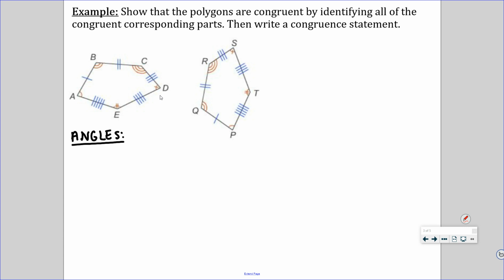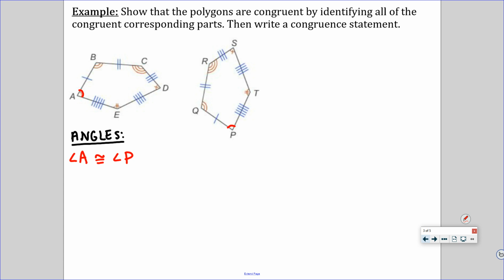Look at the markings. B and C: this one has 2, this one has 3. And I'm talking about 2 separate. So we'll start with angle A. See how it has 1 marking? And in the other polygon, which one only has 1 marking? P. So you could say angle A is congruent to angle P. That's one pair of corresponding congruent angles.